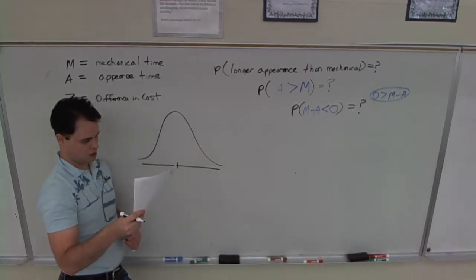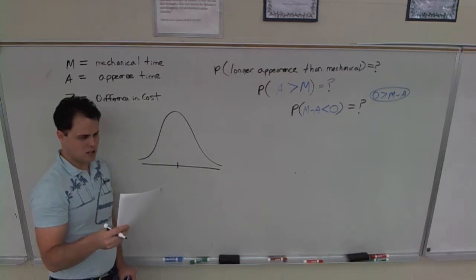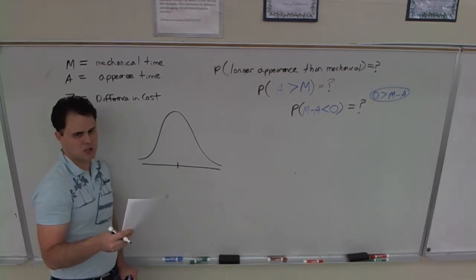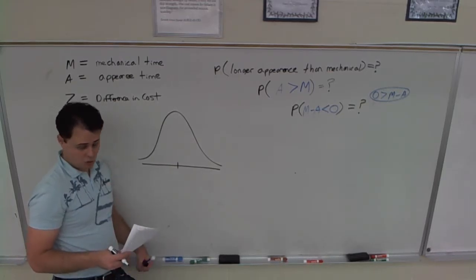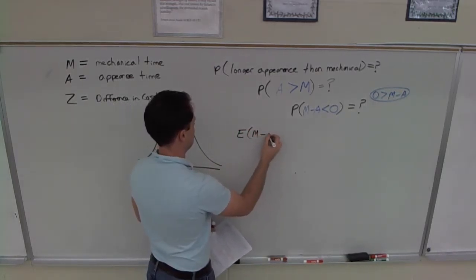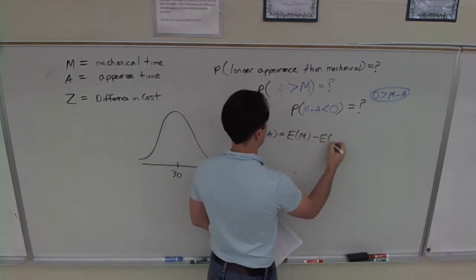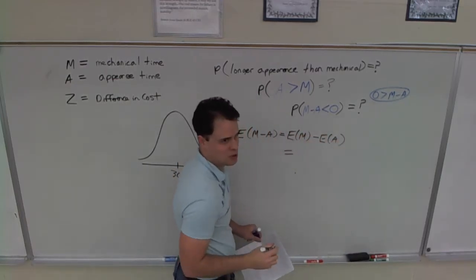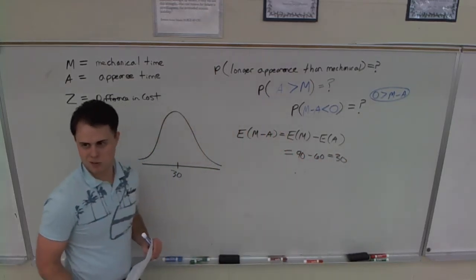Expected value of M minus A. Did we ever even do that? We almost did it at the top. We did M plus A, but what would M minus A be? If M plus A was 90 plus 60, then M minus A is 90 minus 60, which is 30. I'll just write it down. Expected value of M minus A. I guess we didn't do that one yet, my bad. We did M plus A, which is pretty much the same, so 90 minus 60. Okay, that was easy.